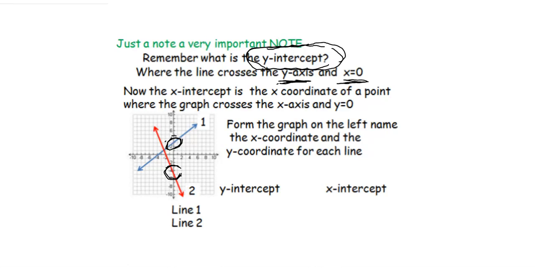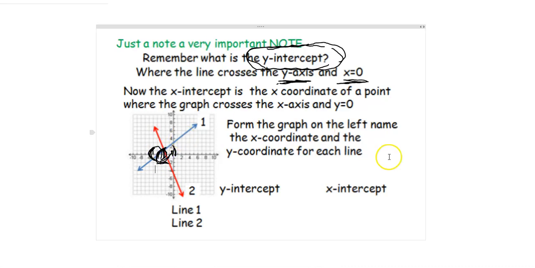The x-intercept then is going to be the opposite. The x-intercept is going to be the point where the lines cross the x-axis and y equals 0. So if we look here, here is one of my x-intercepts, which is at -4. The other one will be right next to it here at -2. Two important things we got to know before we start talking about our standard form.